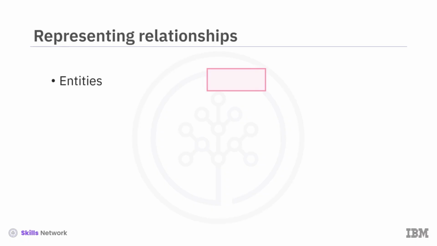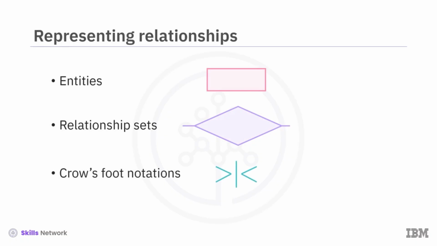A rectangle represents entity sets. A diamond represents relationship sets, with lines connecting associated entities. The crow's foot notation employs symbols such as the greater than symbol, the less than symbol, and vertical lines to signify the nature and quantity of relationships between entities.